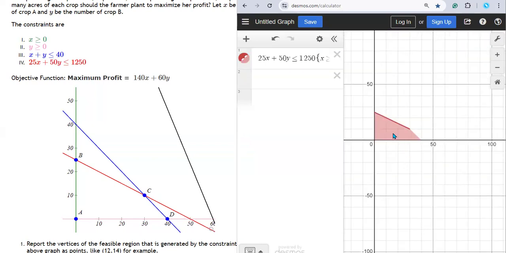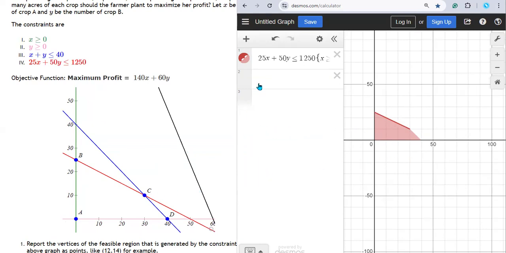When I zoom that up, you can see the feasibility region. This right here is point B. This here is point A. This is point D. And that's point C.